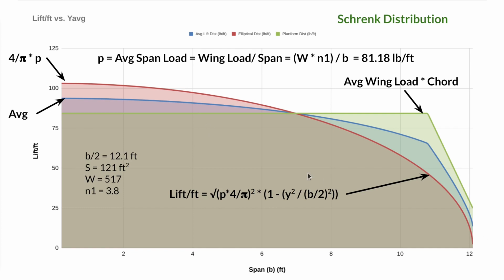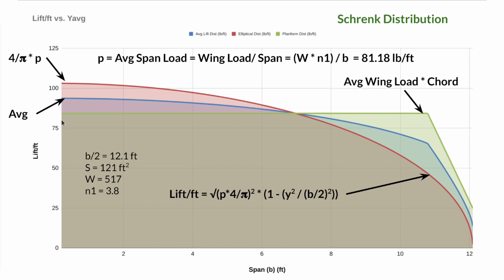So basically, I just put the chord in here and multiplied by the average wing loading. And the average wing loading then is our total weight, W times N1, divided by surface area. And then when we take that wing loading and multiply by the chord, that gives us this height right here. So you can see here at the root, we have quite a bit of difference in our span loading. It's about 103 here, and it's about 85, if I remember right, in here.